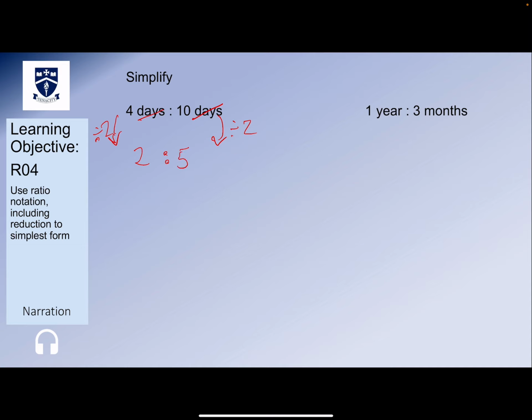Now, the second example here, I've got 1 year to 3 months. Not easy to work with there because it's in totally different units. So I need to make sure that I convert everything into the same units.